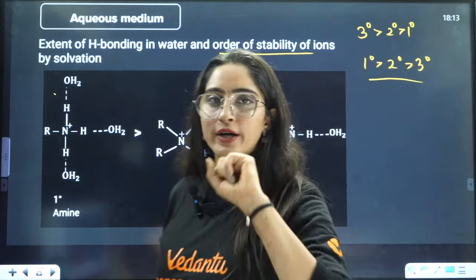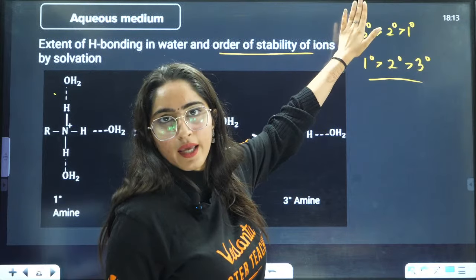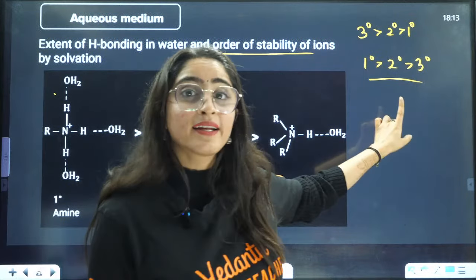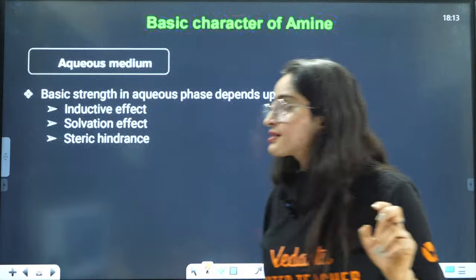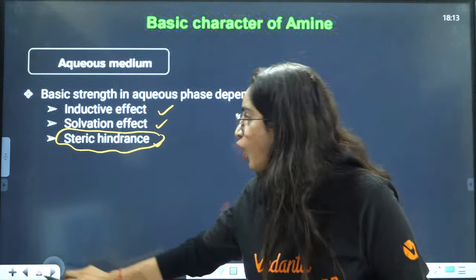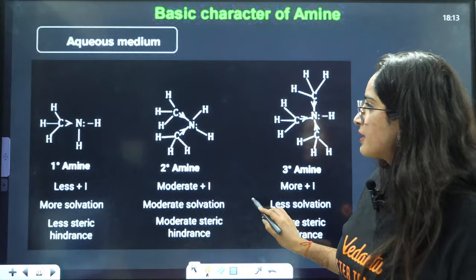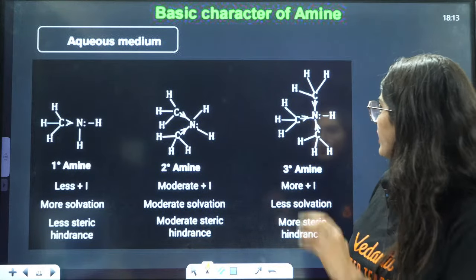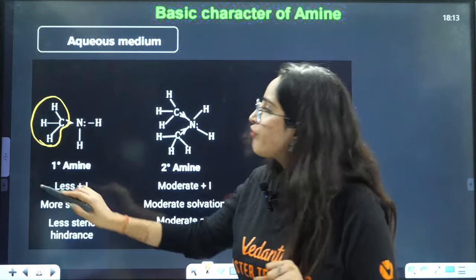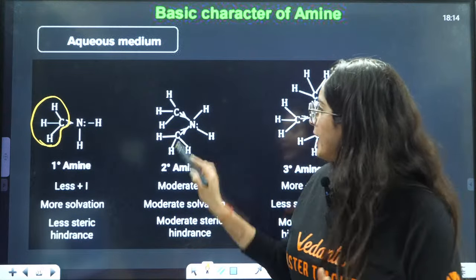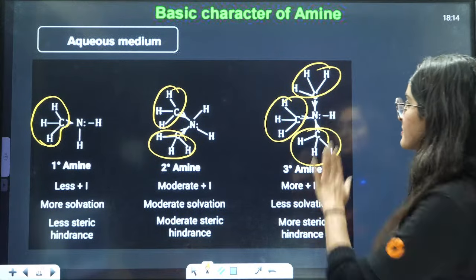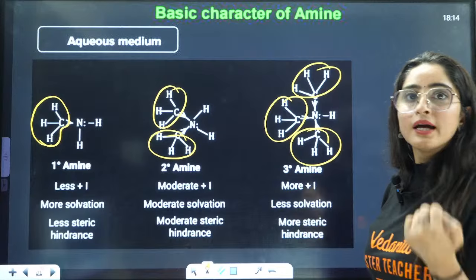So we are already getting 2 orders: by inductive effect this is the case, by solvation energy this is the case, that is 1 degree, 2 degree, 3 degree. That was not there in the gaseous medium. Now the third thing is steric hindrance. Now let us talk about the steric hindrance. As you can see, in 1 degree, there is 1 methyl group, in 2 degree, there are 2 methyl groups, in 3 degree, there are 3 methyl groups. That is why steric hindrance is maximum in tertiary, then secondary, then primary.